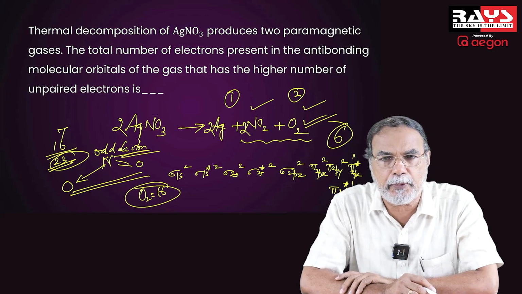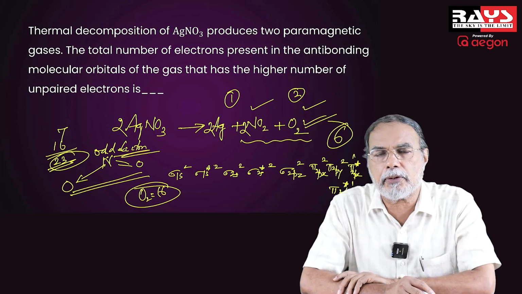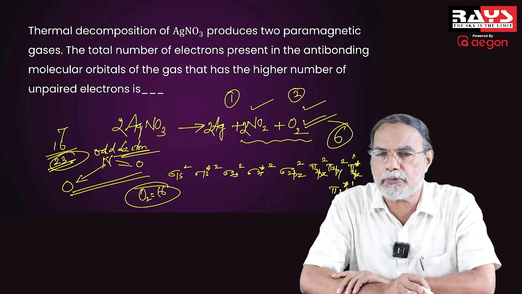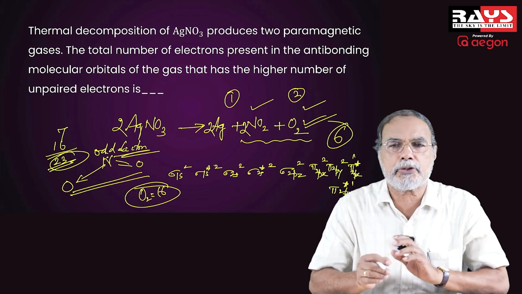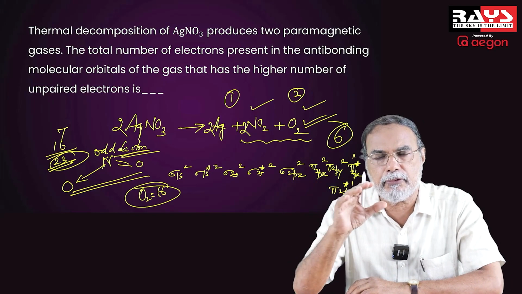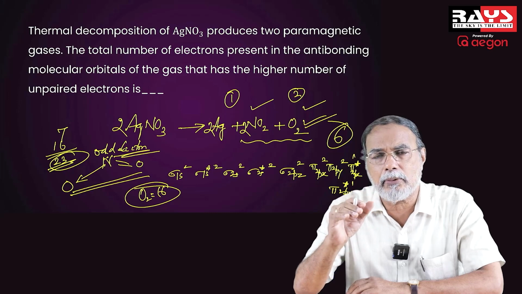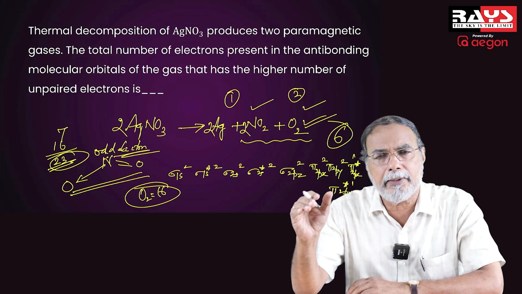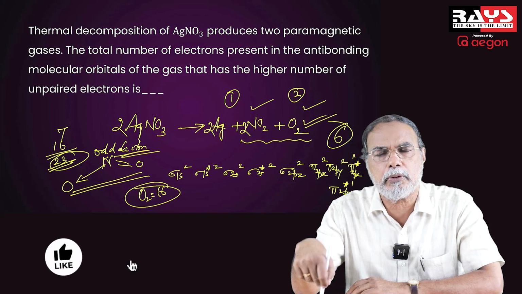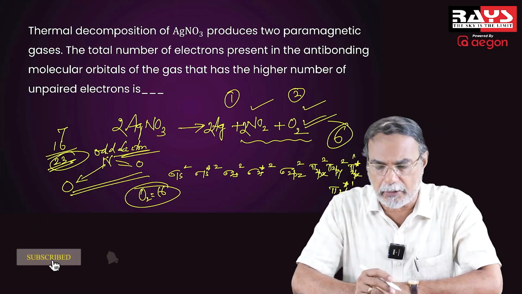The question is pretty simple, but what you have to know is the action of heat on silver nitrate. Remember, silver nitrate is a special case where the metal nitrate decomposes to the metal, nitrogen dioxide and oxygen. So, if you know that, and that NO2 and O2 are paramagnetic, NO2 has 1 unpaired electron, whereas O2 has 2 unpaired electrons, then the question is easily solved.